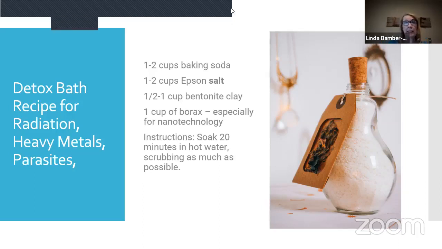Specifically in there, you will see that borax, if you were using that in your recipe, and there's lots of recipes around, is specifically good for the nanotechnology. And I was especially glad to find that. I've used that in the recipe, but I didn't know that it would help with the nanotechnology. And so then they say the hotter the water, and to scrub as much as possible. So detox baths are another great thing that could be used.